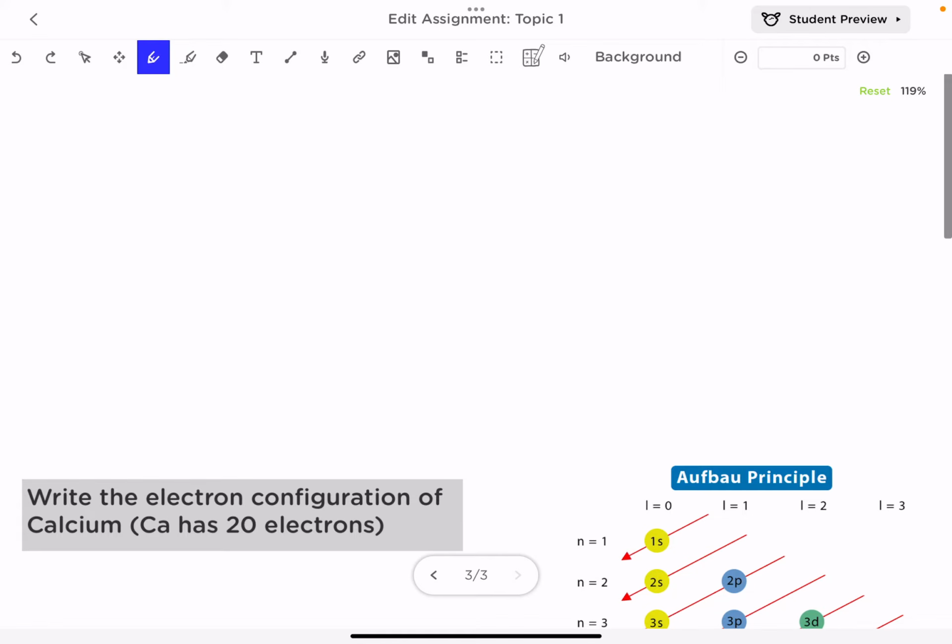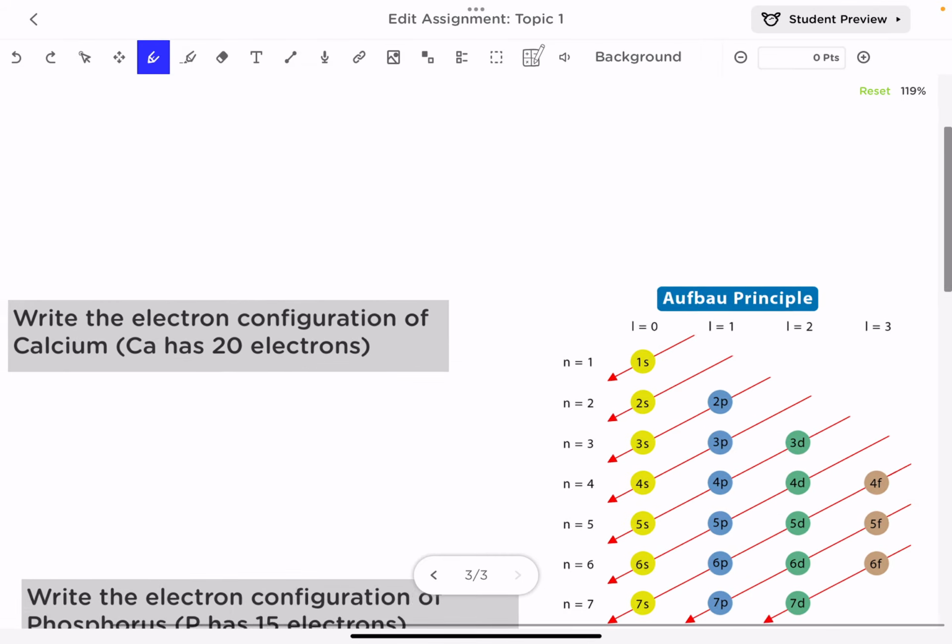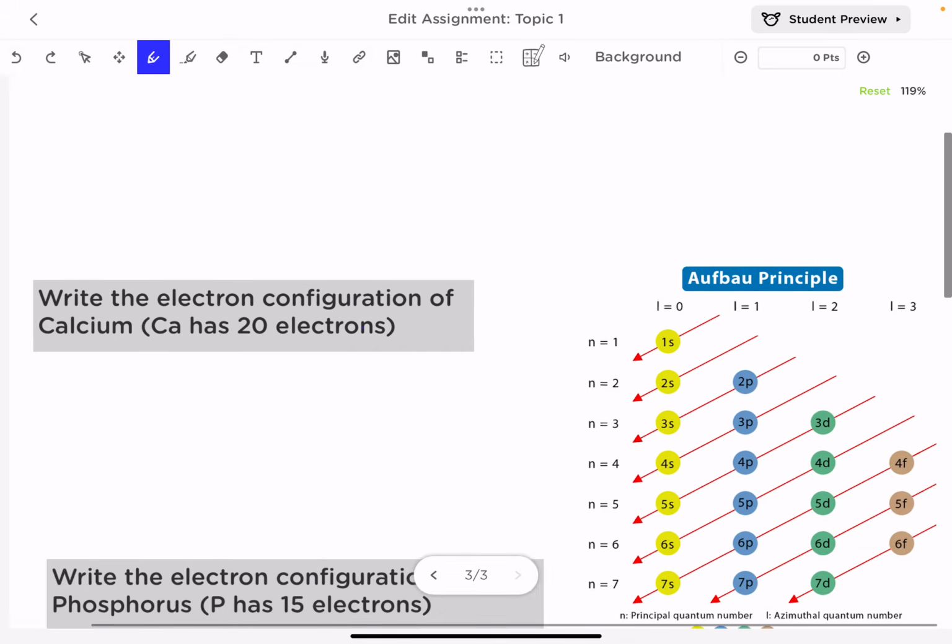Write the electron configuration of several atoms in the periodic table. First of all, you need to draw on a scratch paper the orbitals that we need to follow when writing the electron configuration. This is what we call the Aufbau principle.